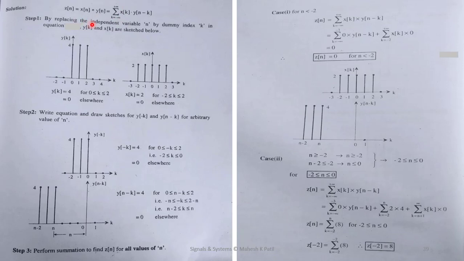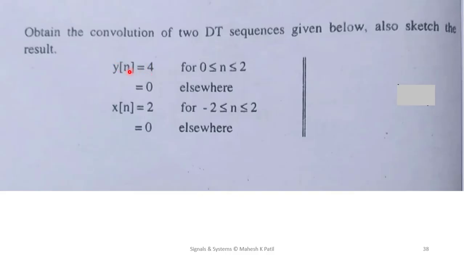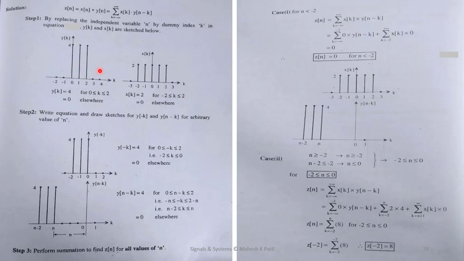Now by replacing the independent variable n by the dummy index k in the above equations, we can write y of k and x of k. So this is y of k and this is x of k. Now these signals are plotted by considering y of n equal to 4 for this region and x of n equal to 2 for this region. So considering this, the signal is plotted here. This is y of k and this is x of k.